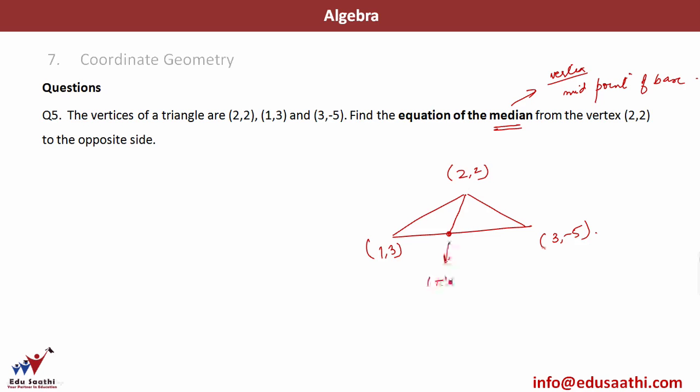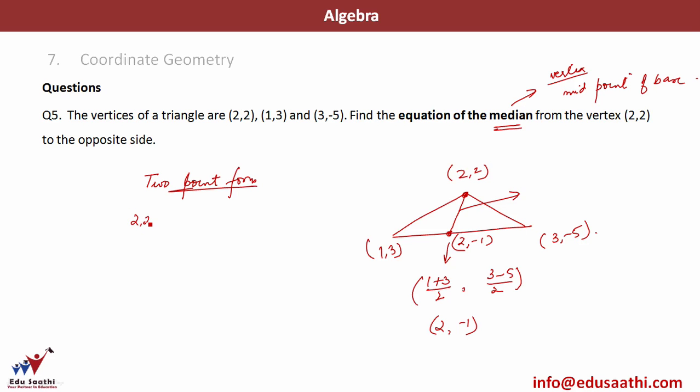I'll be using the midpoint formula for the x and y coordinates. So this will be 4 by 2, which is 2. This will be minus 2 by 2, which is minus 1. So this is 2 and minus 1. Now I have to find the equation of this line which starts from 2, 2 and ends at 2, minus 1. So this is basically a 2-point form that I'll be applying. One point is 2, 2, another point is 2 and minus 1.